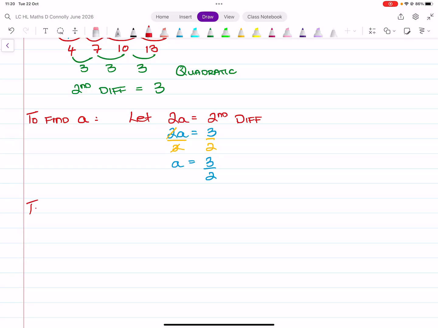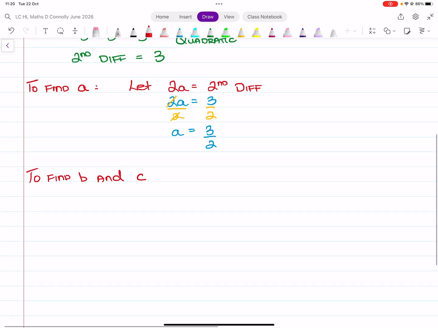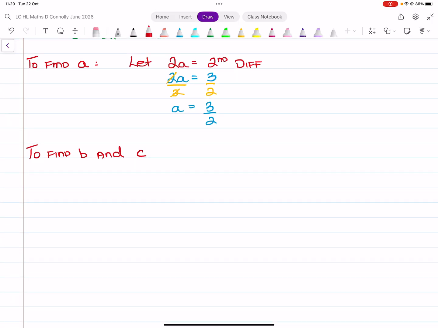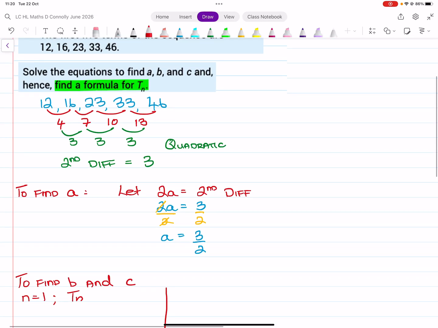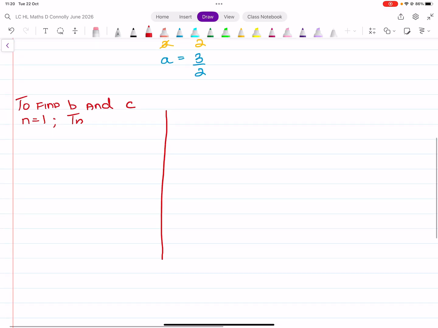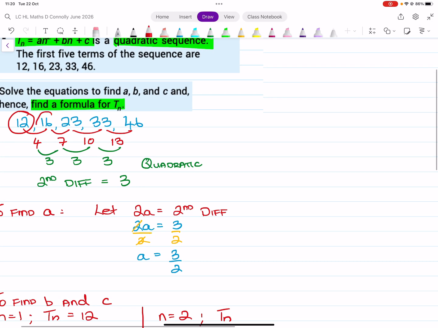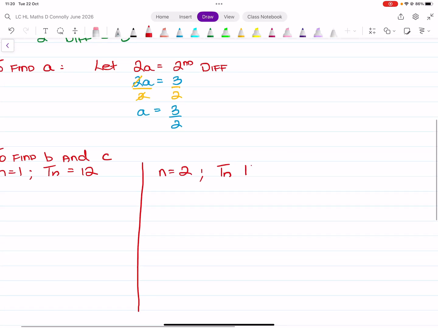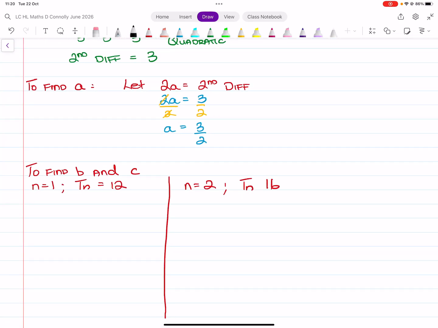Okay, so then we're going to find B and C. Okay, we split the page in half here. And we use the first term, which is n equal to 1. And when n equals 1, you can see it here, Tn is 12. And then on this side, we're going to do the second term. And the value of the second term is here. It is 16.